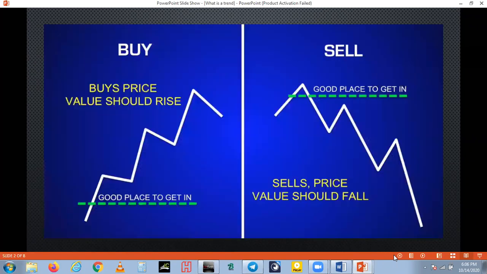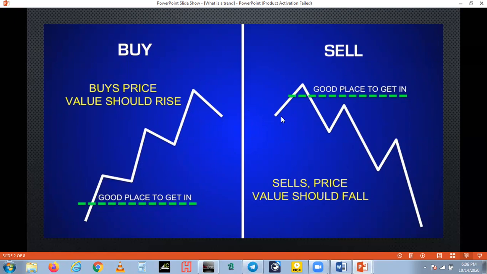Let's kick off. Remember in our class we talked about buy and sell, and we said you buy when you expect the value of a price to increase. That's to rise. So a good place to get in on this movement up is around here. So you bought around here and price goes above your entry point, and it trades up. So the more it goes up, the more money you make, right?